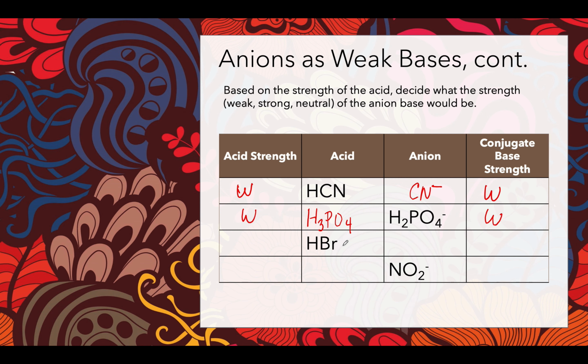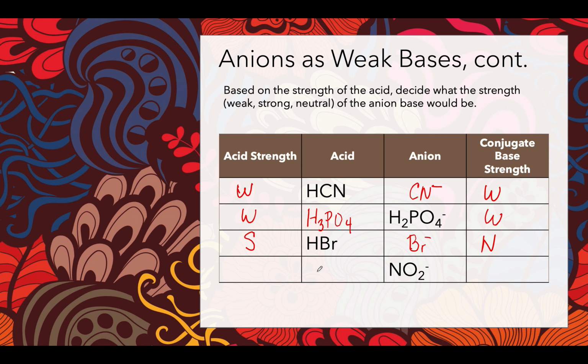All right, then the next one, HBr, hydrobromic acid. Now, this acid is certainly one of the strong acids that you are supposed to memorize. So we're going to say that's a strong acid. The anion would be the bromide ion, and this one is going to be neutral. Remember, if we have a strong acid, its anion, its conjugate base, the strength is going to be neutral.